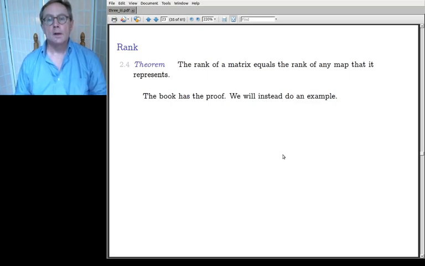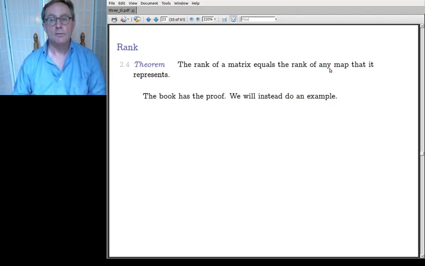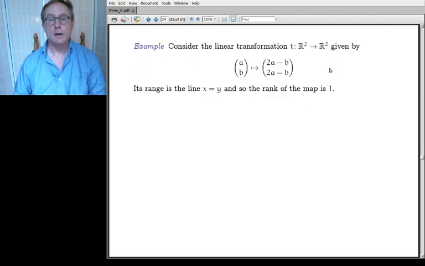Rank. The rank of a matrix is equal to the rank of any map it represents. So you'll remember that the rank is the dimension of the range. The rank of a map is the dimension of the range. So this says the rank of a matrix, you do Gauss's method and how many non-zero rows remain, that's equal to the rank of the map that it represents. What's the dimension of the range? And as with other ones here, I'm going to do an example.